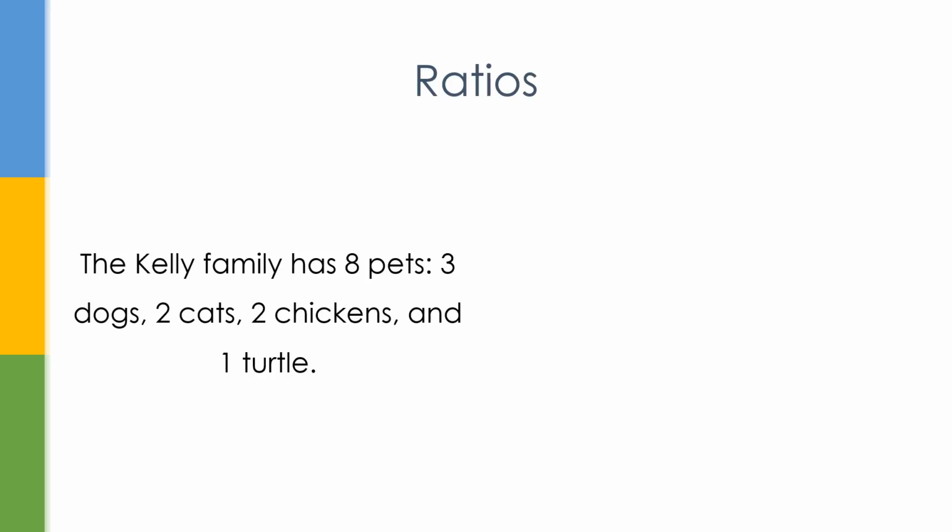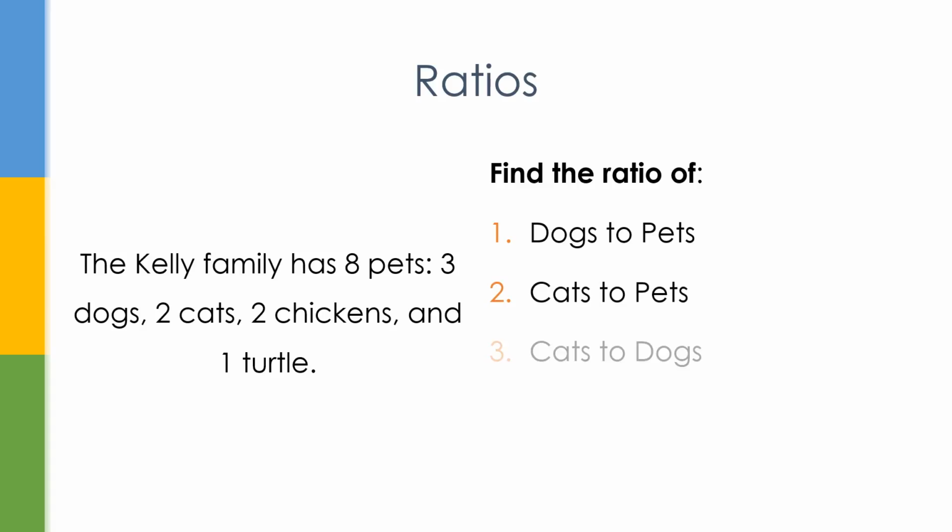Now, let's look at an example. The Kelly family has 8 pets. 3 of them are dogs, 2 are cats, 2 are chickens, and 1 is a turtle. So find the ratio of dogs to pets, cats to pets, cats to dogs, and then turtles to chickens. And we're just going to write it in the form such as this with our colon.